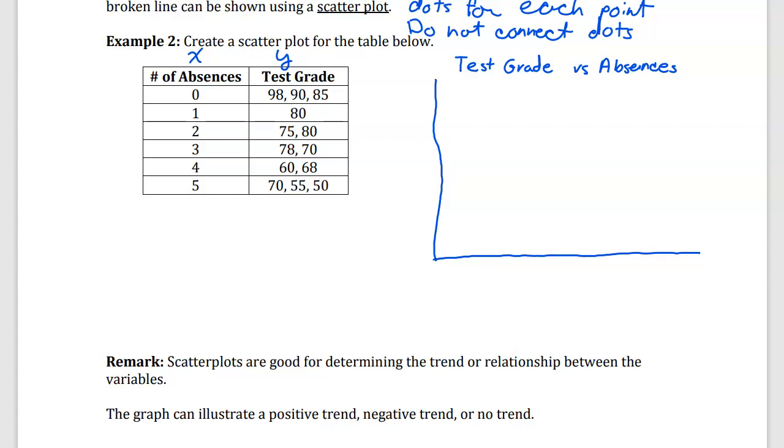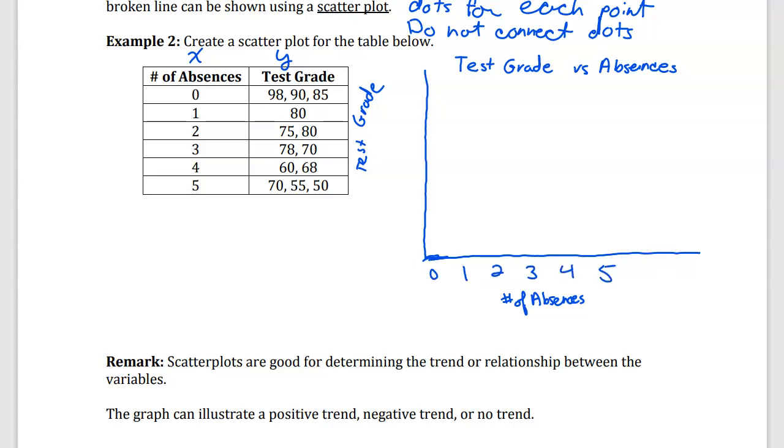Now remember, this is your X-axis and this is your Y-axis, and I'm going to try to draw that a little bit straighter. Now I can't draw straight lines. Oh, that's much better. Okay. So these are going to be our test grade. And these are going to be number of absences. Okay, so our number of absences are going to start at 0. 1, 2, 3, 4, and 5.